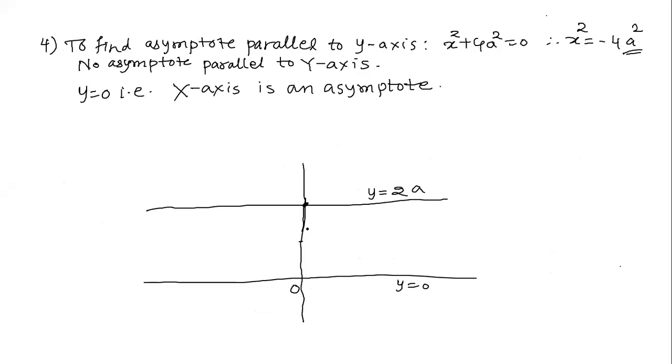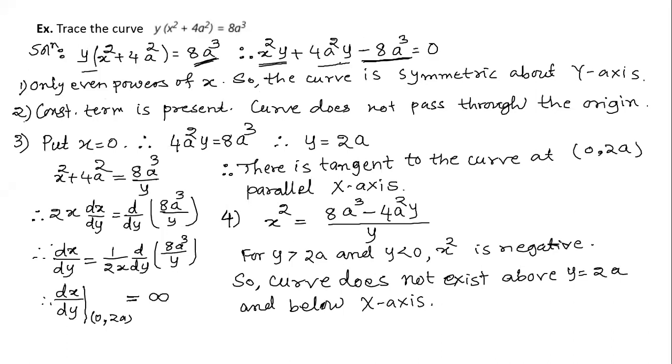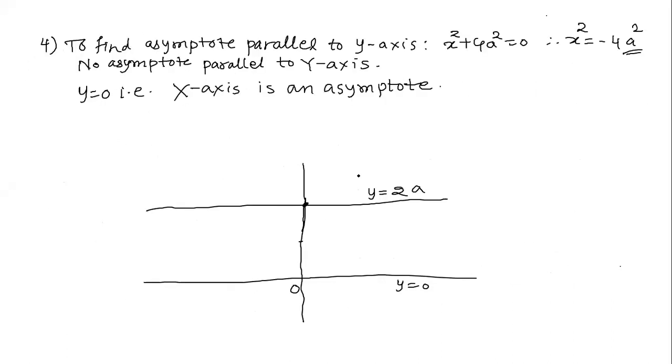Now we have seen all the necessary properties, and it is time to guess the exact picture. Whatever we have seen is that there is a tangent to the curve at the point (0, 2a) parallel to the x-axis. That means the curve will go upwards or downwards, but we have seen that there is no curve existing above y equal to 2a, so the curve is going to exist below.